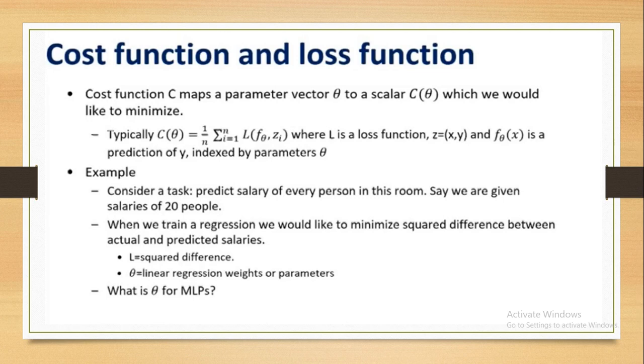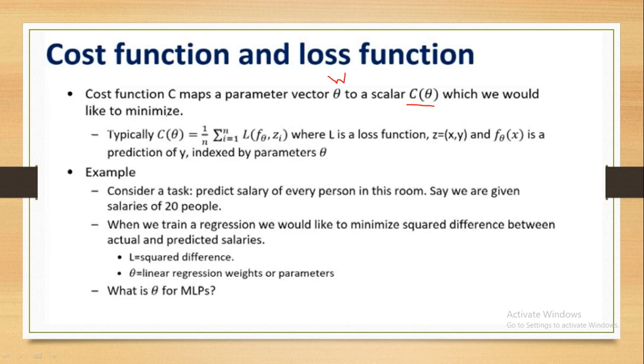Okay, and what is the loss function? Firstly, let me start with the cost function. Cost function C maps the parameter vector theta. Here you can consider theta as nothing but a weight vector. So cost function C maps a parameter vector theta, that means it maps W, to a scalar C of theta, which we would like to minimize.